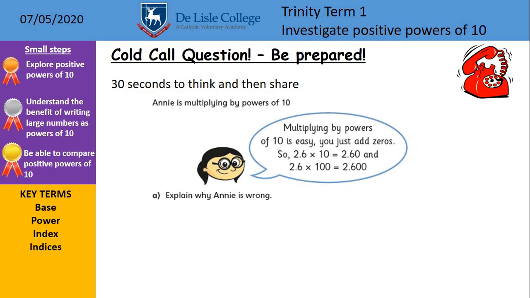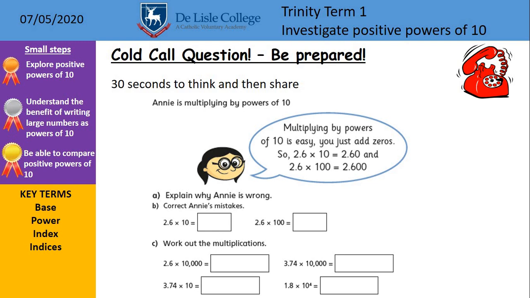It sort of works for that. But she's suggesting then that 2.6 times 10, you're going to add a 0 on the end and end up with 2.60. Okay, now we should know straight away that she is wrong. What I want to know is, why is she wrong? And then you're going to correct her mistakes and then work out some further multiplications afterwards.